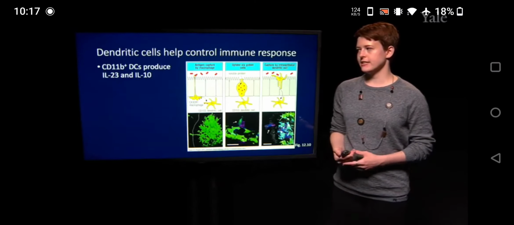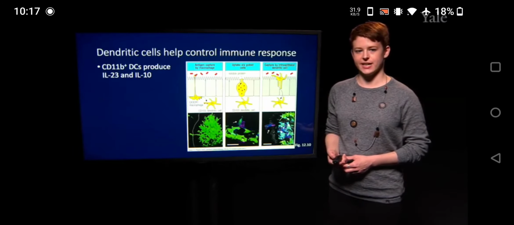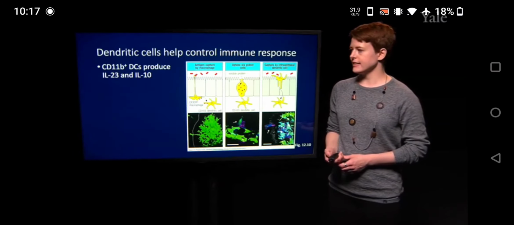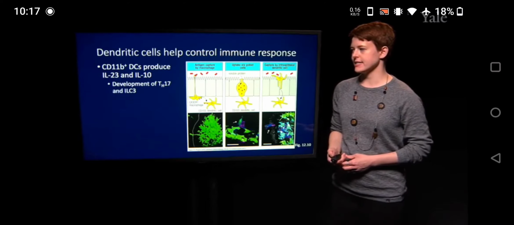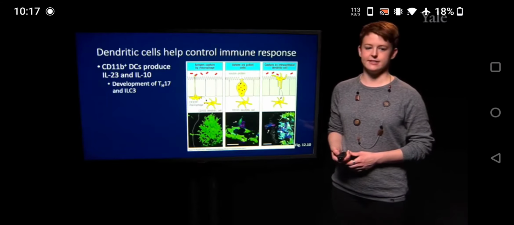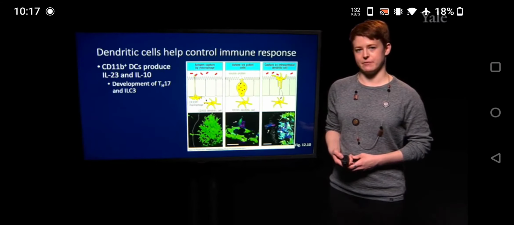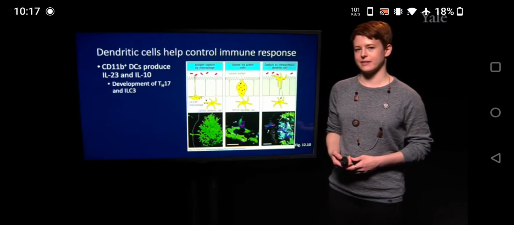In particular, CD11b positive dendritic cells produce IL-23 and IL-10. This will be important because it leads to the development of Th17 cells and ILC3s. And IL-10 is a really important cytokine for an anti-inflammatory environment, which we'll talk about later.